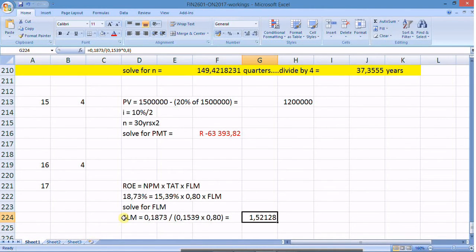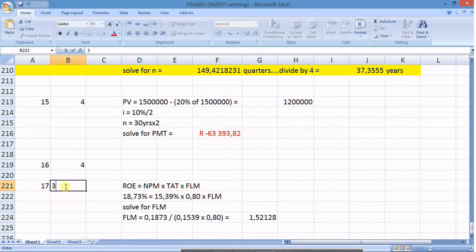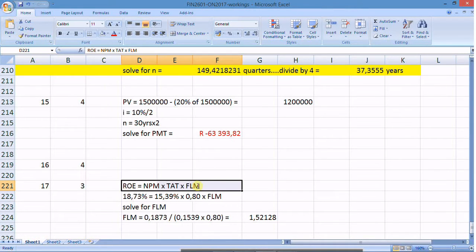Okay, 1.52. Yeah, I didn't get that. Option 3. But I understand. Do you see what I did? Yeah, I didn't include the 18.7. Oh, so I didn't do the DuPont formula, I understand. Yeah, the DuPont formula is those 4 components. I understand. Okay, good.